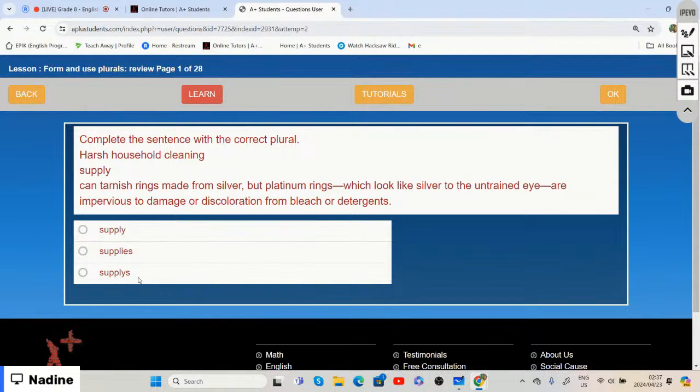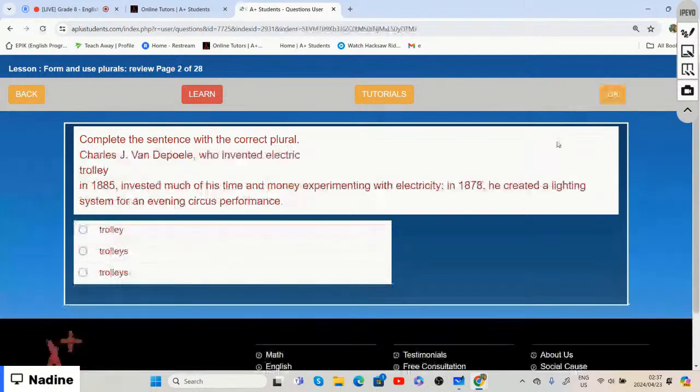All right, and if we choose the correct one, we can say harsh household cleaning supplies. Because remember, we said that once we have a noun that ends with a Y, then we change that Y to IES to show the plural form, right? So supplies. So most household cleaning supplies can tarnish rings made from silver. All right. So supplies is correct.